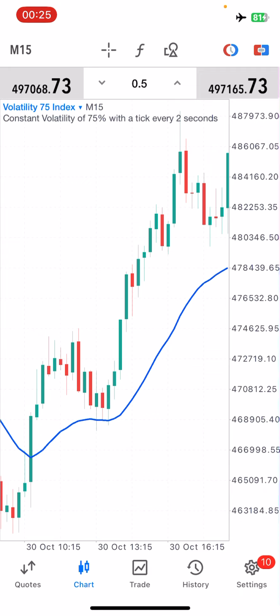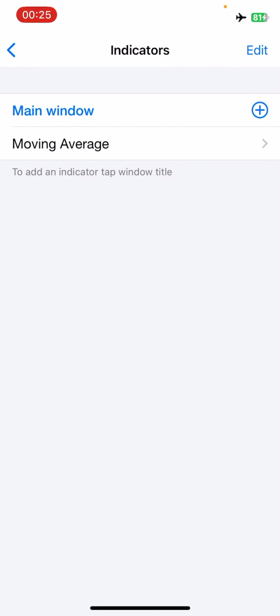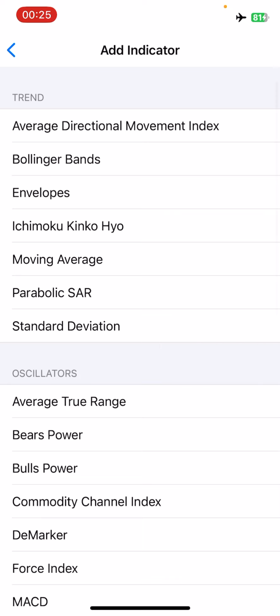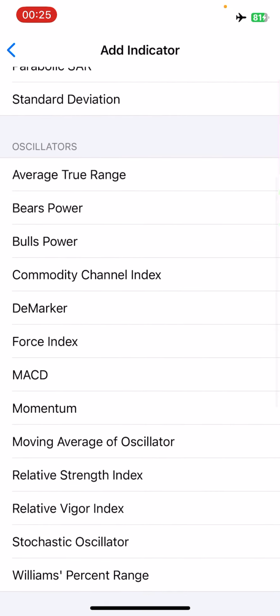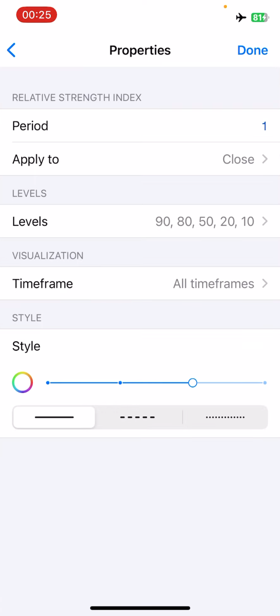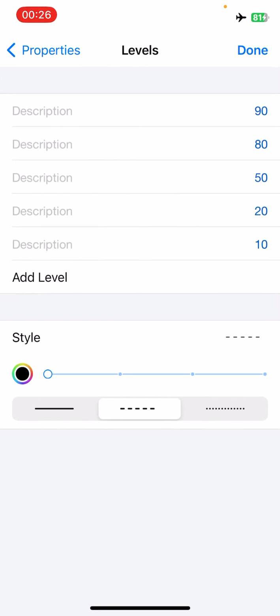We need to add the next indicator. Okay, so going back to my indicators, I'm going to need the relative strength index, which is right here, or the RSI, and it is going to have the following properties. We're going to have a period of 1. We're going to have to apply to close, and on the levels, this is pretty interesting.